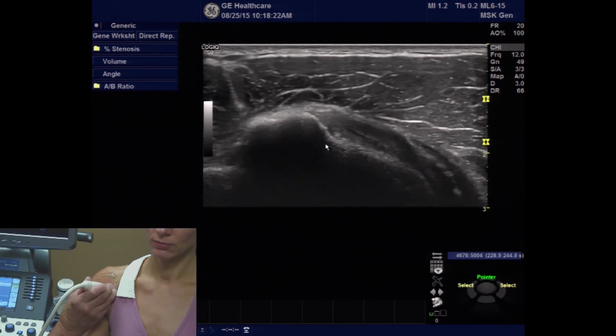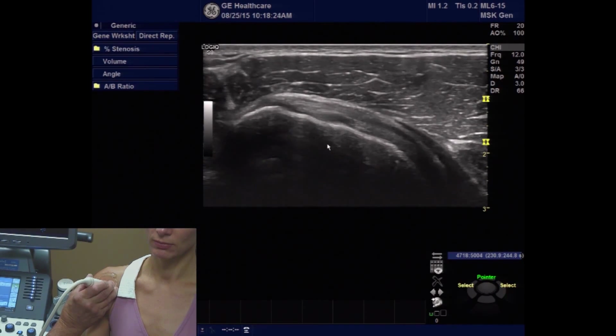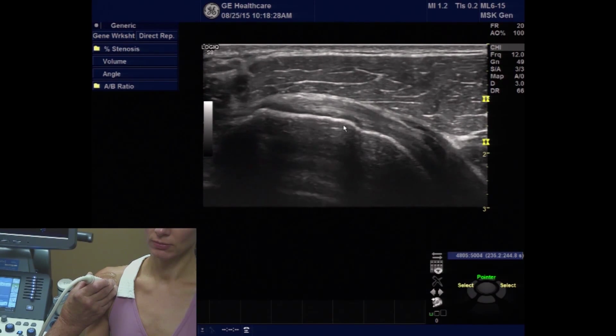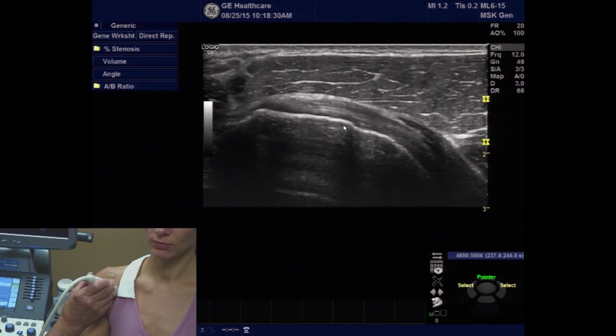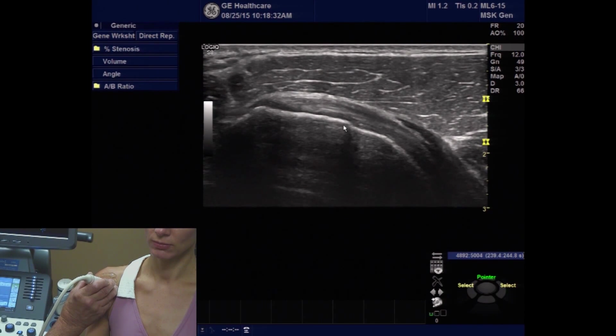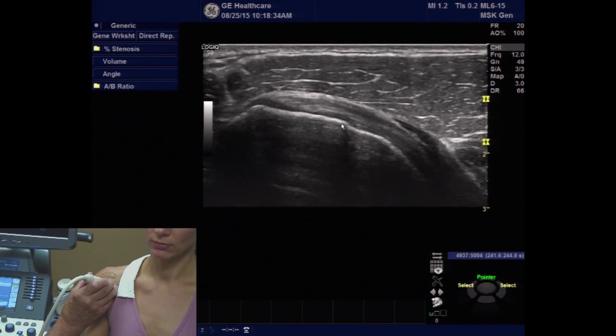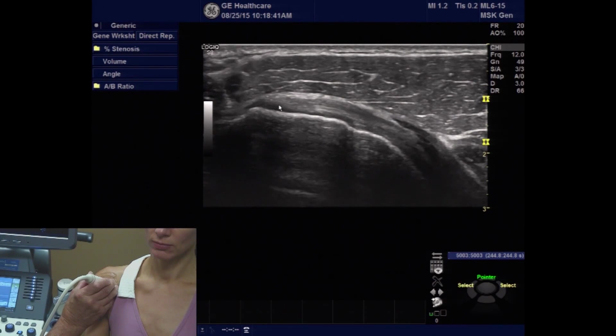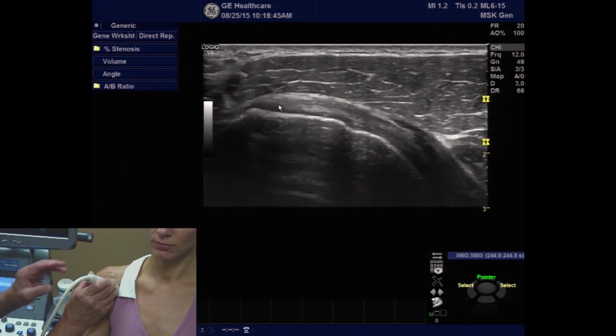Sliding the transducer back up, we can see the nice smooth bone surface. Now, I've evaluated the subscapularis completely in its long axis. I've taken care of the area of anisotropy by moving the transducer. Now, the next thing I need to do is look at the subscapularis in its short axis.